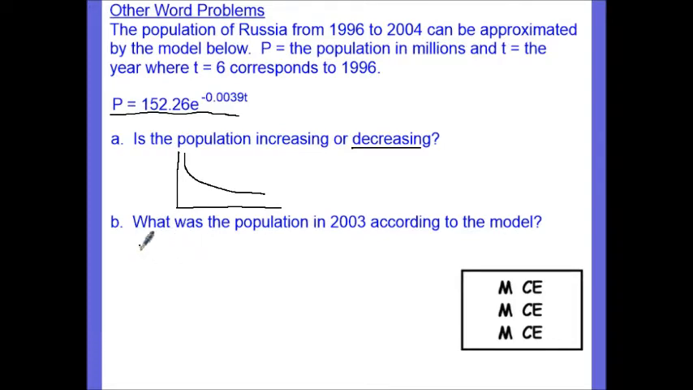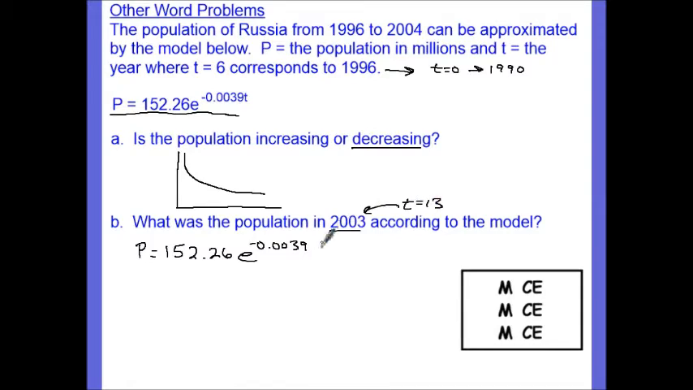Well, my model says that my population is 152.26 times E to the negative 0.0039 T. Now the question is, what is T in this case? Well, I want 2003. Now T equals 6 corresponds to 1996. That's maybe a little awkward, so if your brain hurts from looking at that, just back everything off 6 years, and that means that T equals 0 corresponds to 1990. Then maybe it's a little easier to figure out that 2003 is now T equals 13.